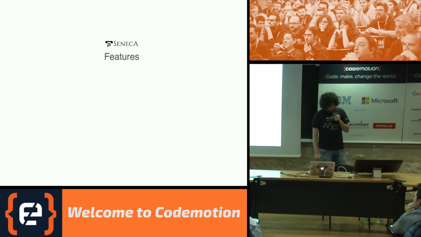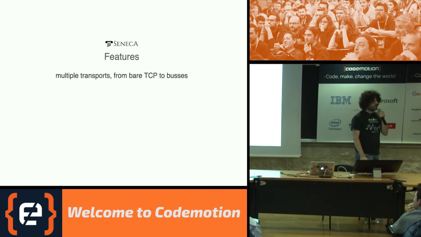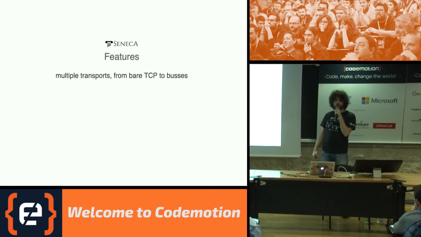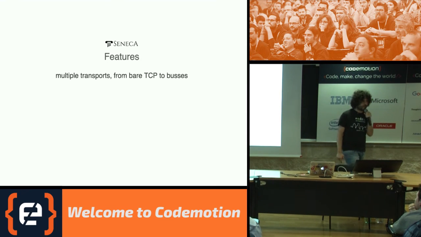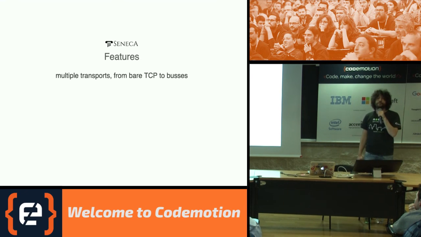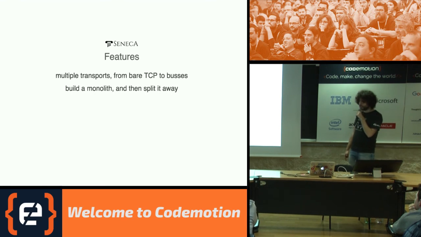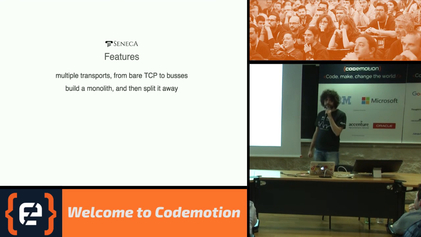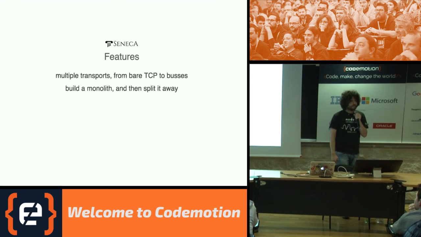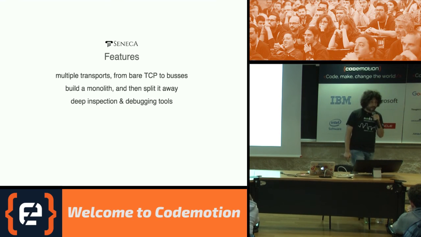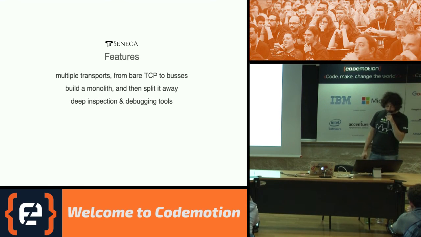So the features that Seneca has: it's truly multi-transport. You can use TCP, service buses, Redis, RabbitMQ, SQS. All of them, basically. It's really easy to write them. So you can start building a monolith and then decide to split stuff away. Writing a monolith has its own right, but I want to be able to split stuff around really quickly if I want to, and rewrite them in 2 weeks.